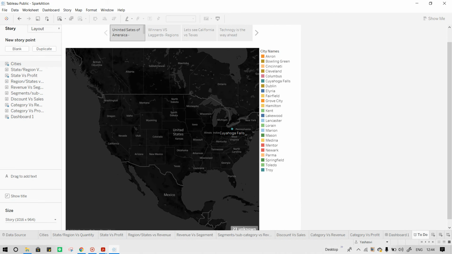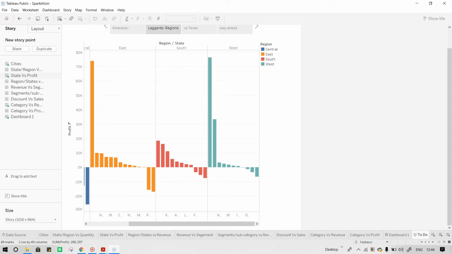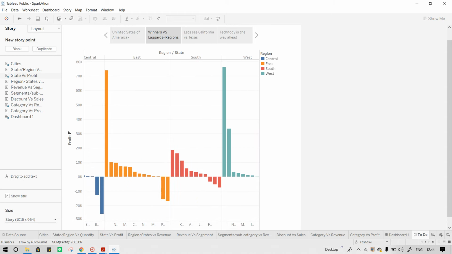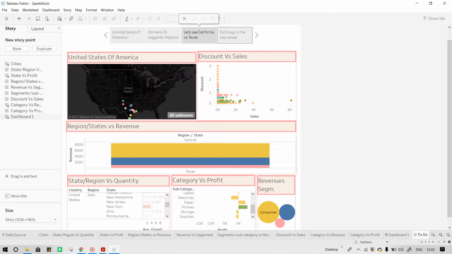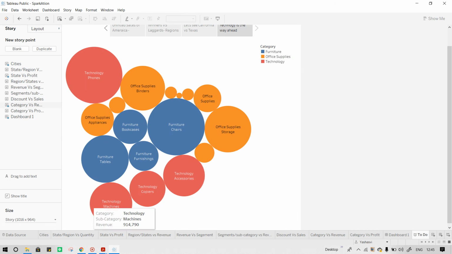Now, this is mainly the story which I want to tell: there will be winners and losers, like in all parts. We have to work on our losers first to minimize our loss, and then we can work on our winners to increase our profits. We took the example of California and Texas, and I believe the technological products are the ones which will benefit the company in the long run.